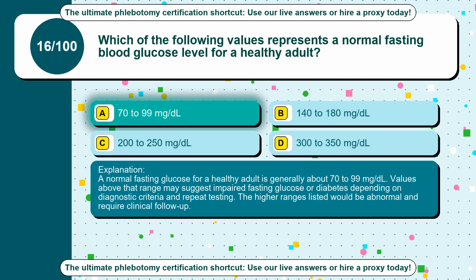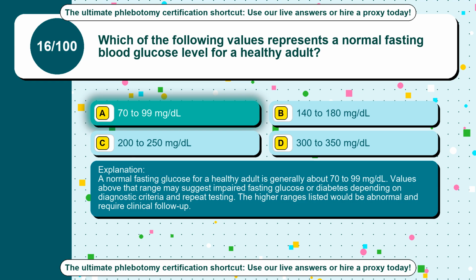A normal fasting glucose for a healthy adult is generally about 70 to 99 mg/dL. Values above that range may suggest impaired fasting glucose or diabetes depending on diagnostic criteria and repeat testing.